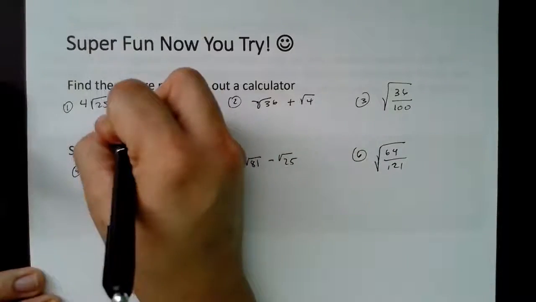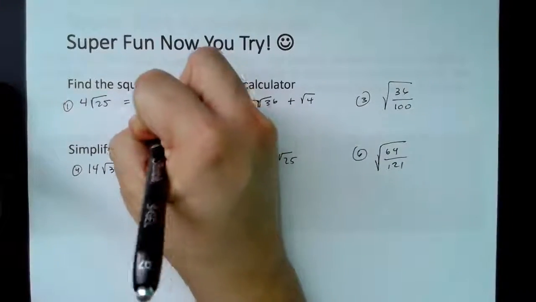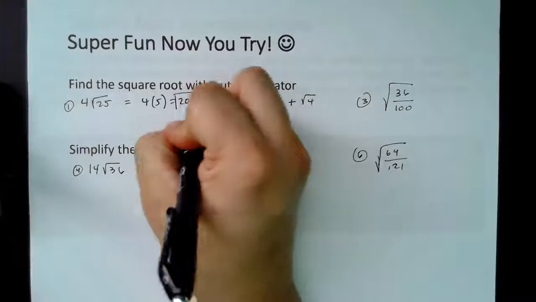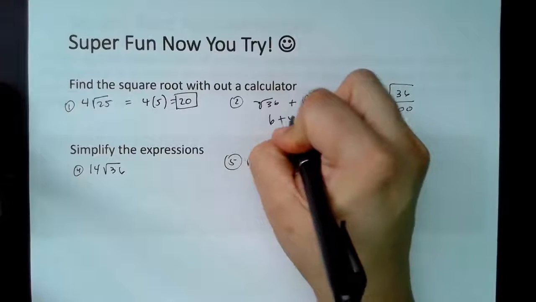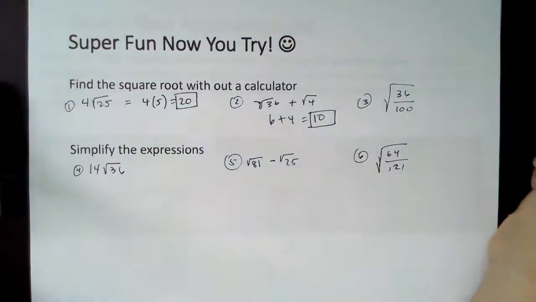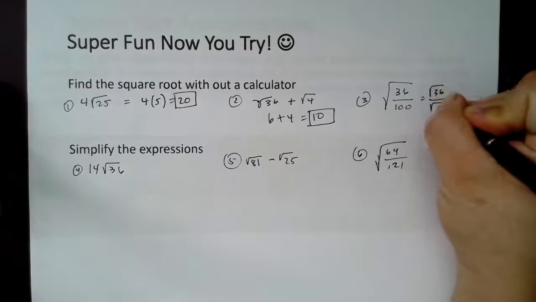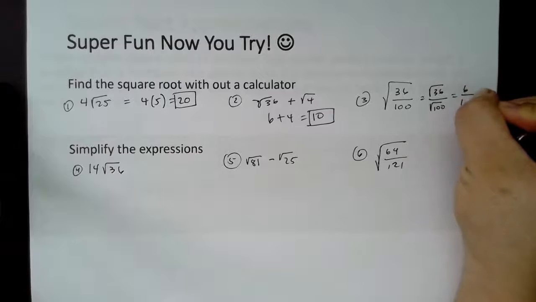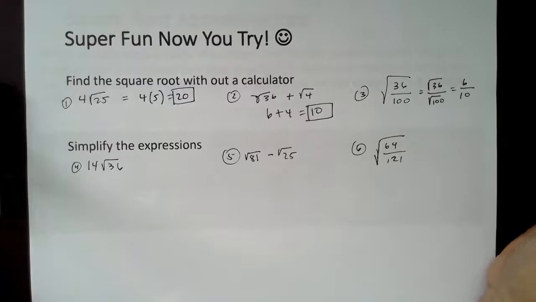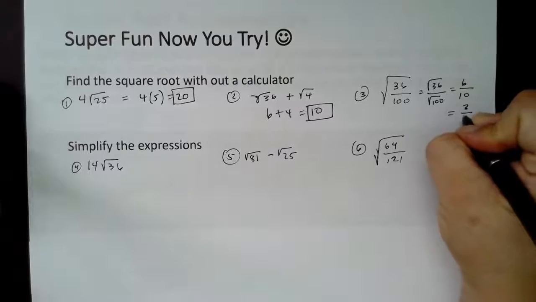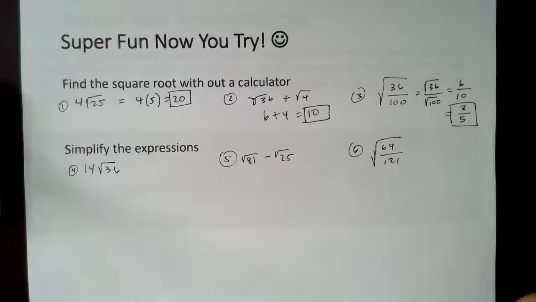Okay, welcome back. So this is 4 times the square root of 25. So 4 times 5, which is 20. Then you have the square root of 36 plus the square root of 4. 6 plus 4 is 10. Then you have the square root of 36 over the square root of 100. I'm really hoping that you are pausing the videos and doing the examples on your own, because really the best way to learn mathematics is to do mathematics. So you should take any chance you get to practice.